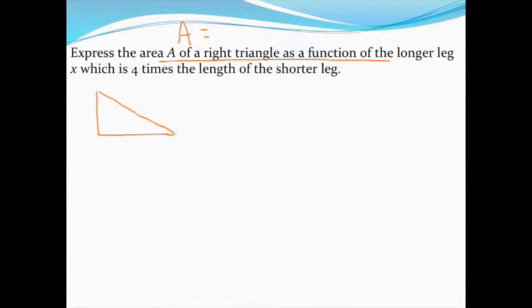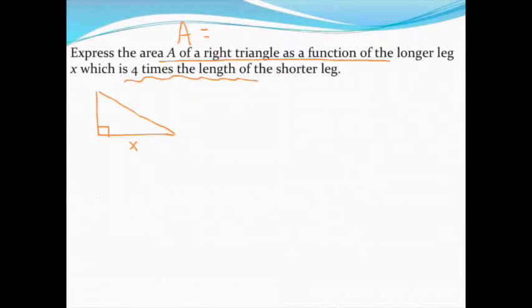They asked me to write it as a function of x, and this time, to make it kind of confusing, they're saying x is the longer side, so I'm stuck with saying that this side is x. Where it gets tricky is they say that this longer side is 4 times the length of the shorter side. So I'm used to saying it's 4x. The problem is, that would make the shorter side longer.